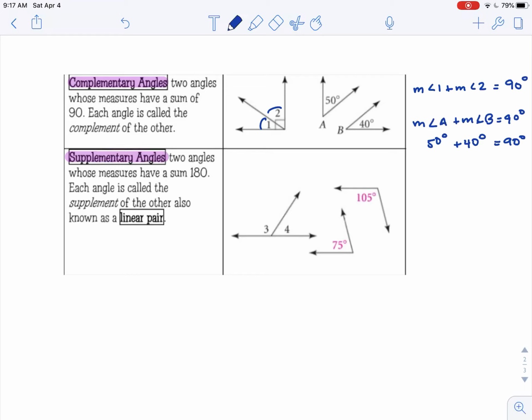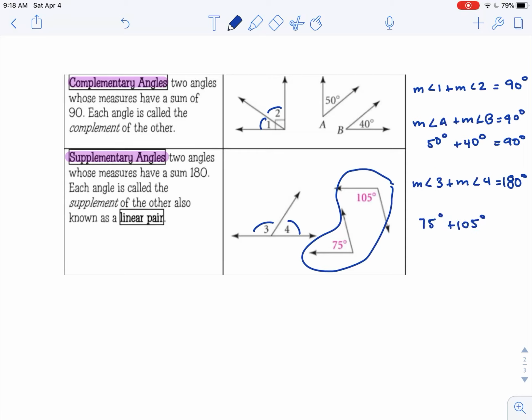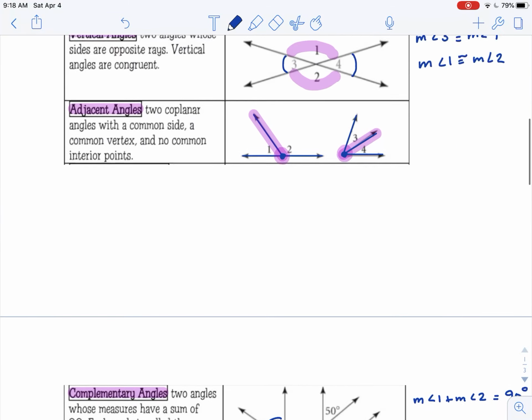Okay. Supplementary angles. Two angles whose measures have a sum of 180 degrees. Each angle is called the supplement of the other, also known as a linear pair. So the measure of angle 3 plus the measure of angle 4 will equal 180 degrees. If we look at this example right here, 75 degrees plus 105 degrees does equal 180 degrees. They are a linear pair.